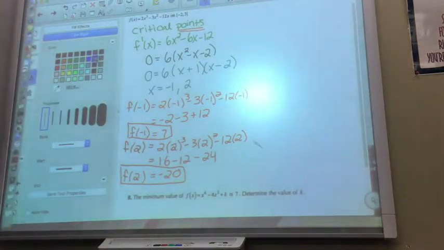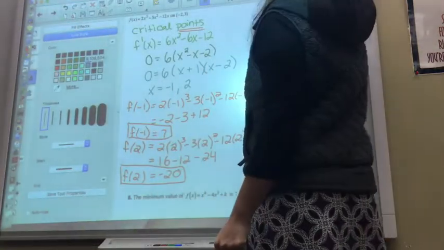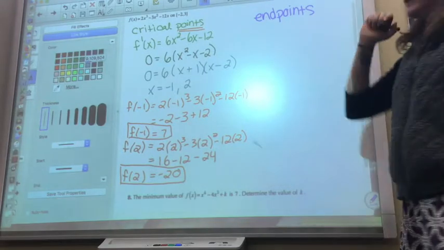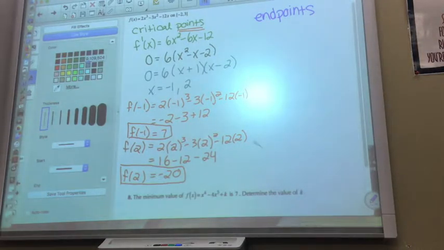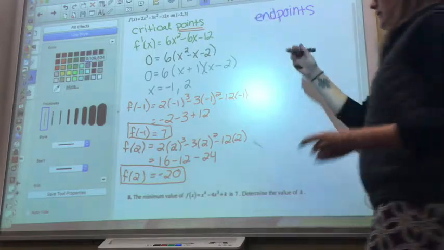We're not done. We found our critical points. We want absolute max and absolute min. What else do we have to find besides our critical points? Endpoints. We need to find our endpoints. So how are we going to find our endpoints? Plug in negative 2 and 3 back into our f of x.